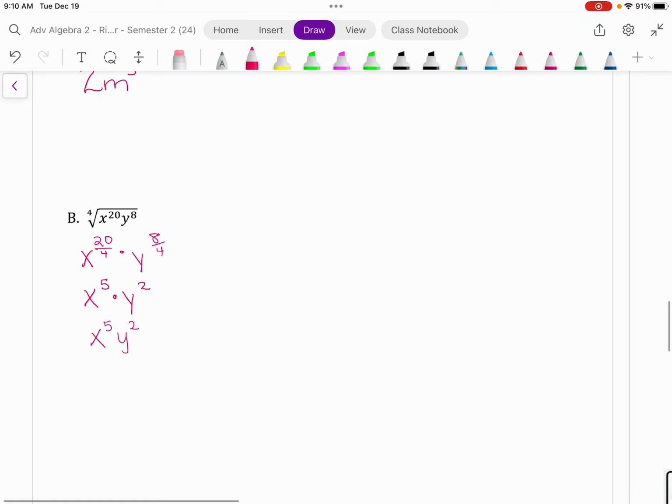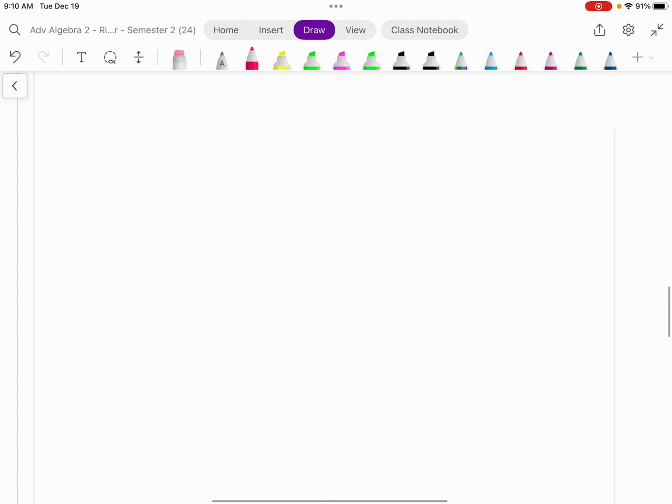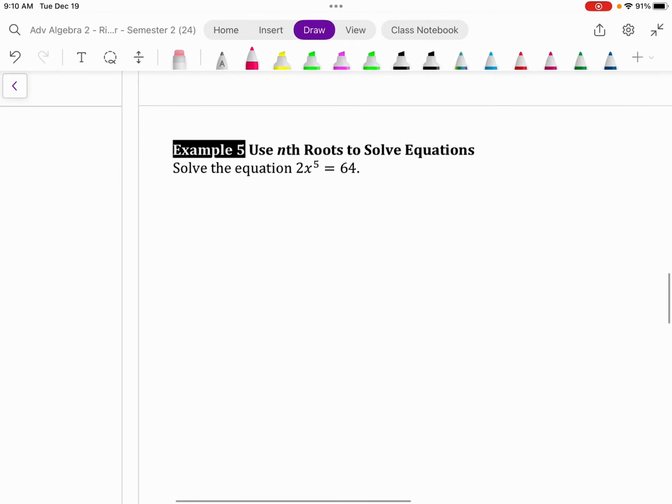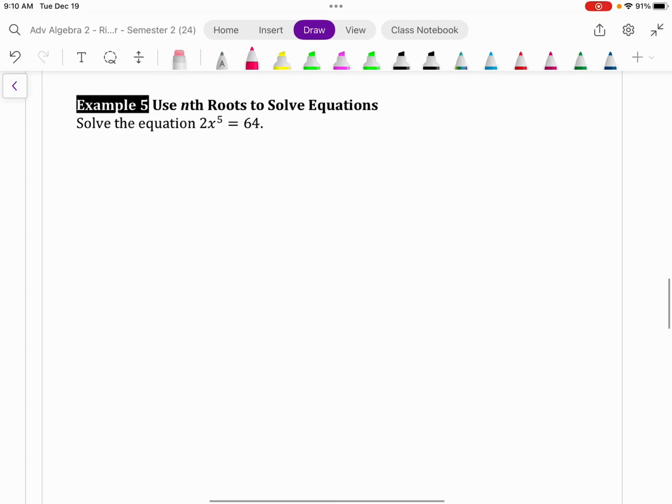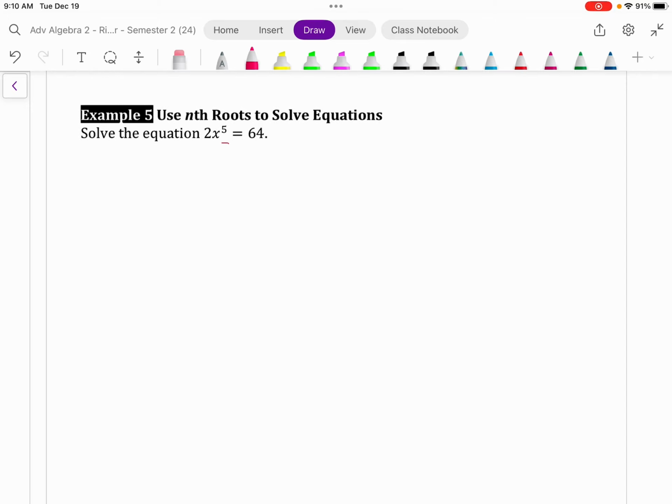Okay. And then the last problem that I'm going to go over, because we don't actually have to go over example 6, although I will put it on the next slide for those of you who insist on having it, is solving. So right now we're only solving very basic exponential equations. So I'm going to do that by dividing. So I get x to the 5th equals 32.